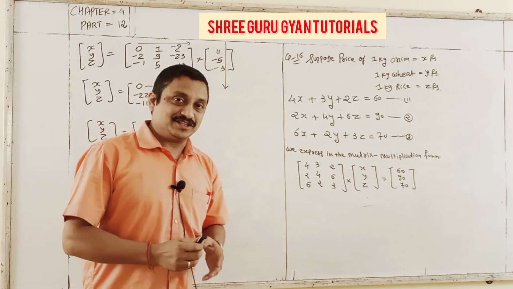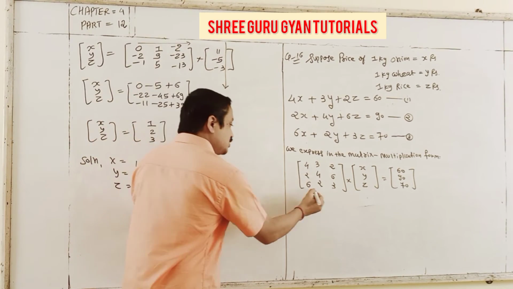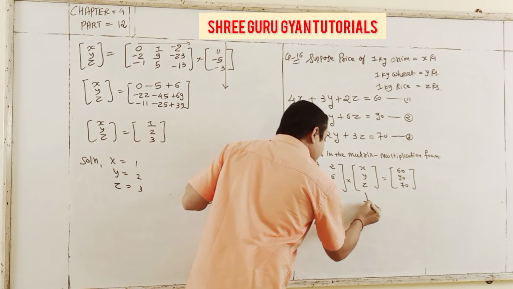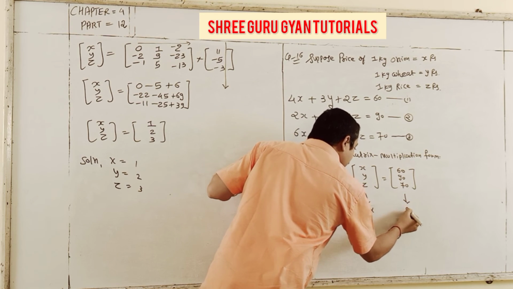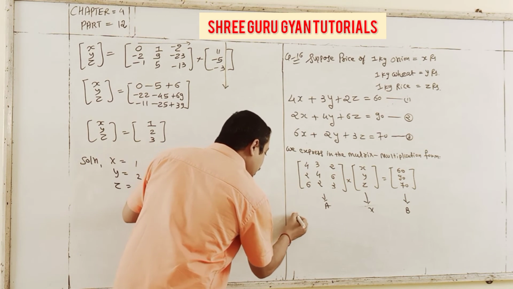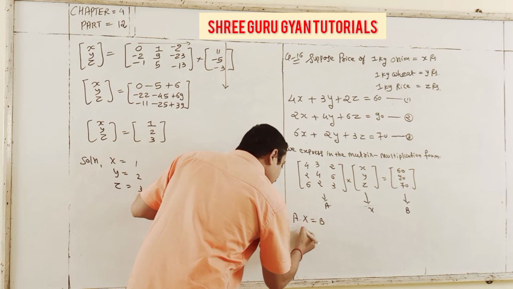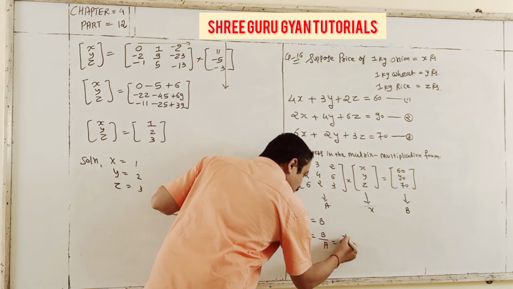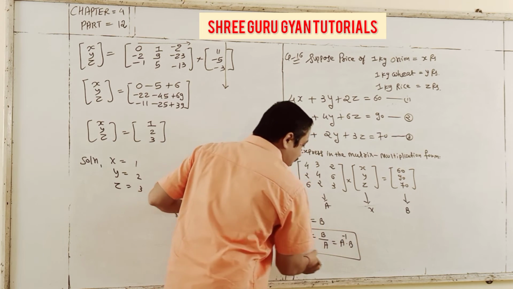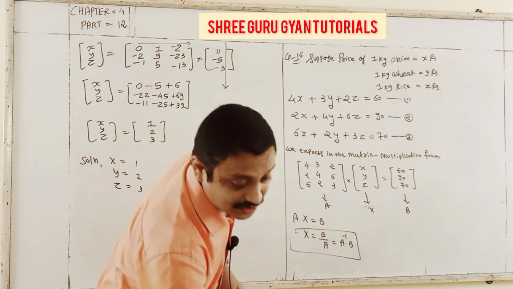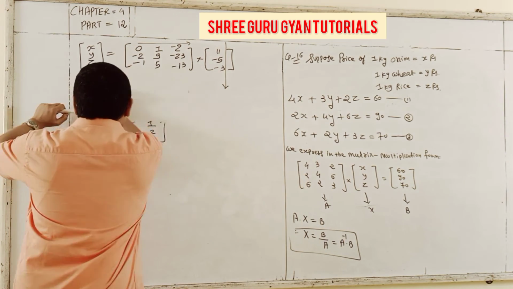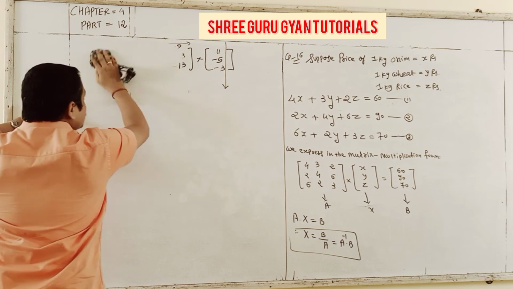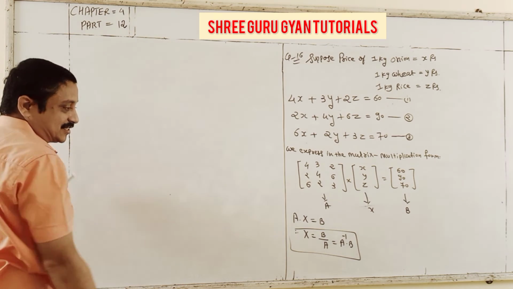Now students, I continue my solution. Here assume A, then X, and B on the right side. So AX = B, and definitely you will get X = A inverse into B. Now I will start my solution with the determinant of A, and after that I will find the adjoint, and last the product.